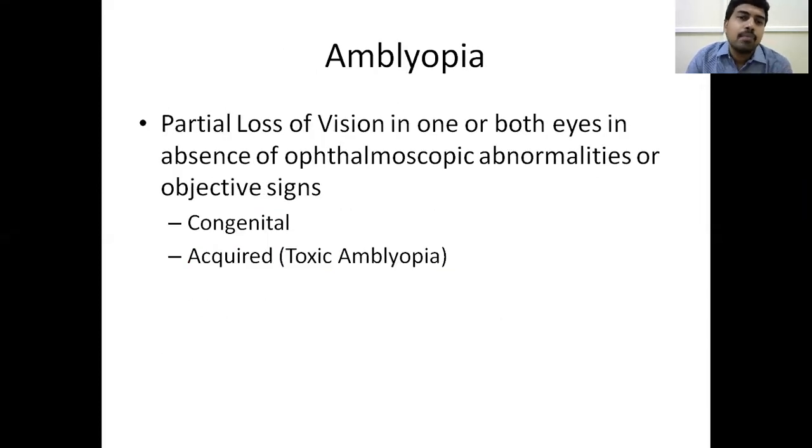Similarly, amblyopia. I told you, if it is a complete loss of vision without any anatomical abnormality, it is amaurosis. If it is a partial loss of vision in one eye or both eyes, in the absence of any anatomic ophthalmoscopic abnormalities, it is called amblyopia. It could be congenital or acquired. Acquired could be toxic amblyopia. Amblyopia we dealt with in detail in squint classes.